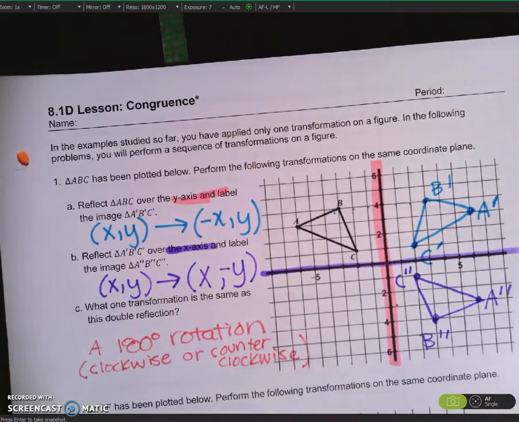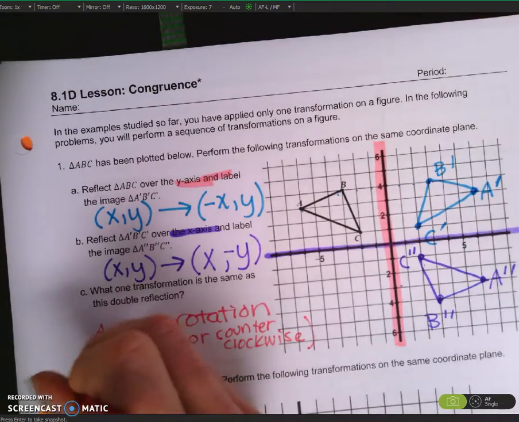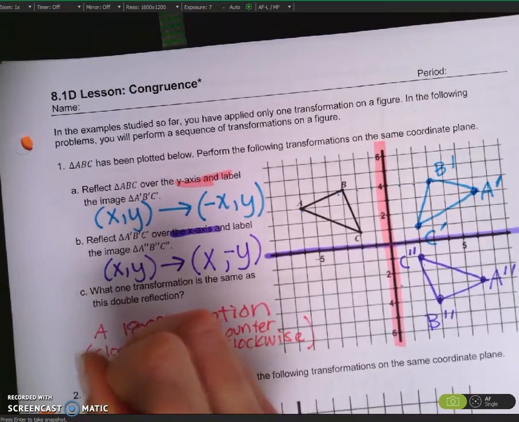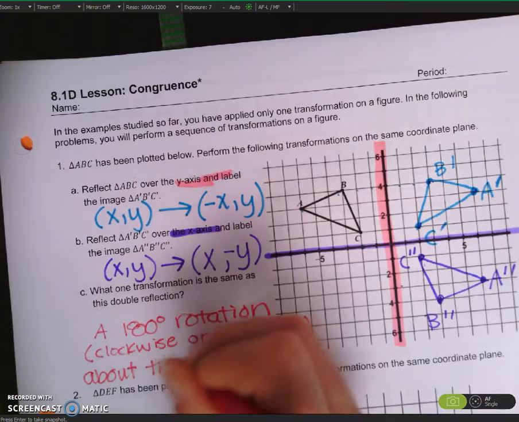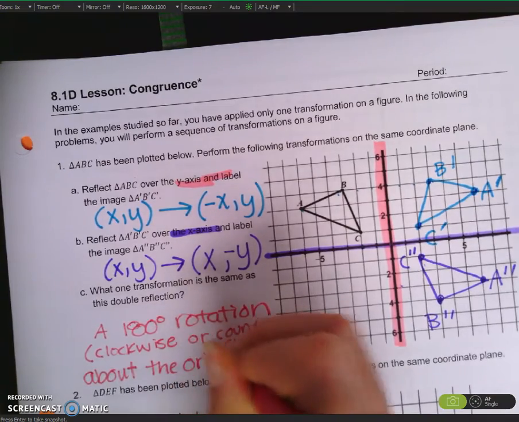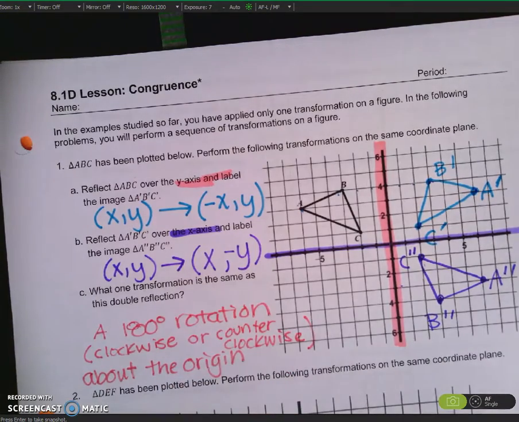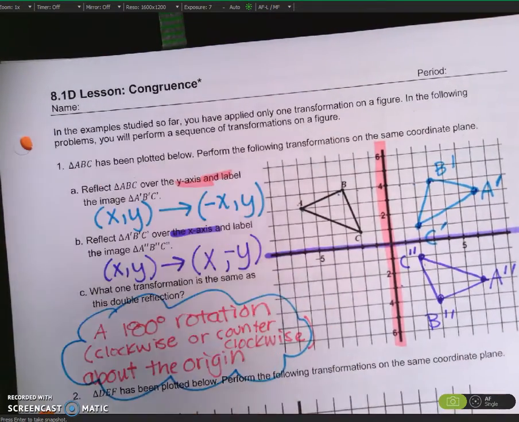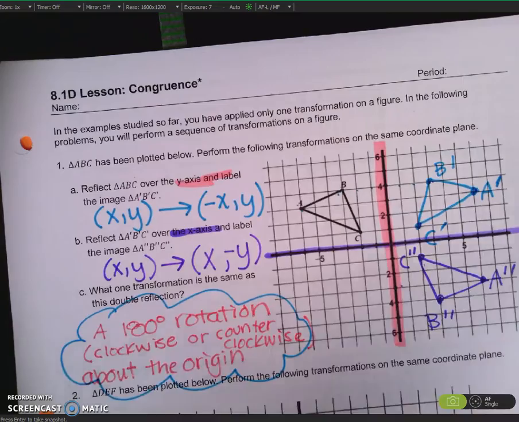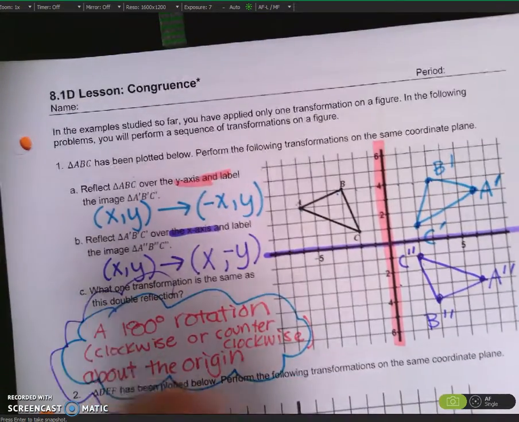And it's important we always have to say about what? About our point of, center of rotation. In this case, it would be about the origin. So that would take care of our blue rule and our purple rule at the same time.